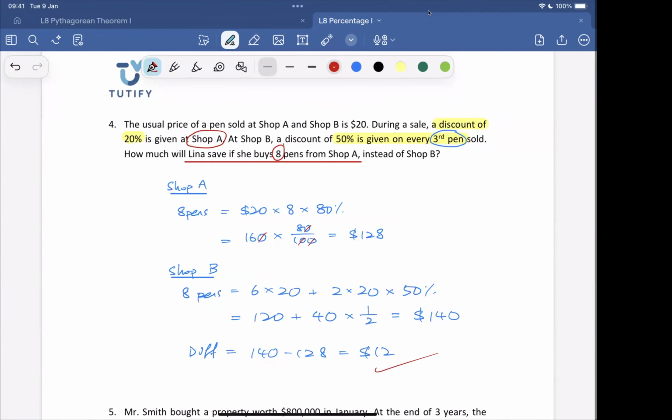Anyone have any questions about this? So you just take your time, step by step, calculate how much money you spend in shop A, then you calculate how much money you spend in shop B. Okay? After that, you can just take the difference. Anyone have any questions? Raise your hand.